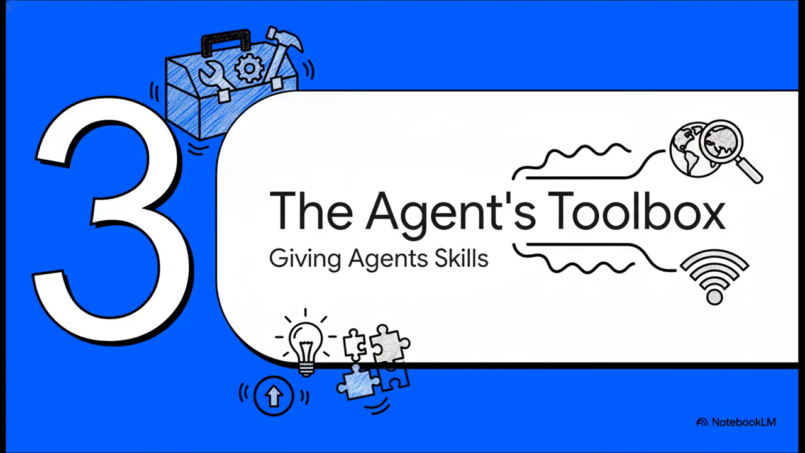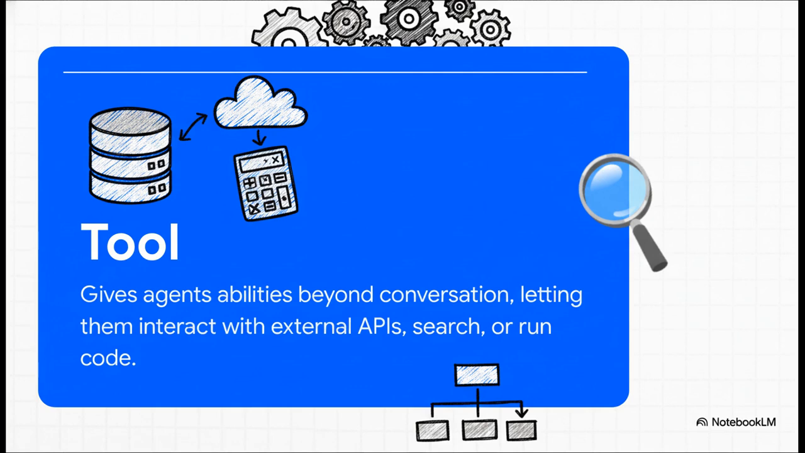Okay, so a worker is only as good as their tools, right? An agent that can think but can't do anything isn't very helpful. So let's look at how we actually equip our agents with skills. This is where things get really cool. A tool is what gives an agent hands. It's what lets them reach outside of just conversation and actually interact with the world, calling APIs, searching for information, running code, you name it. This is the magic that turns a generalist agent into a specialist that can perform real, concrete actions.